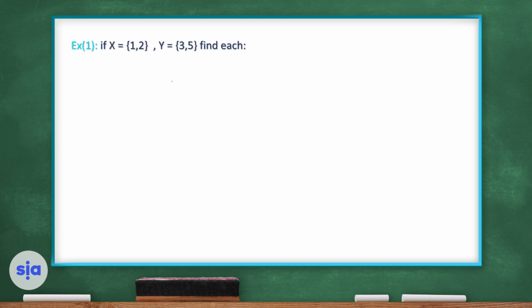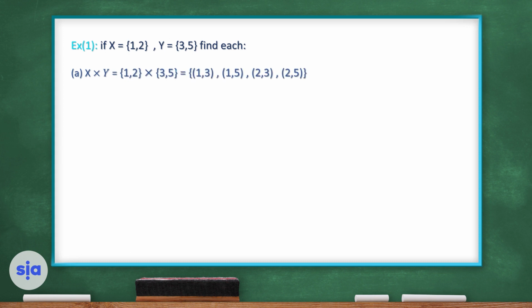Let's go and see example 1. If x is a set that has elements 1 and 2, where y is another set that has elements 3 and 5, find each of the following. The first question is to find x times y.